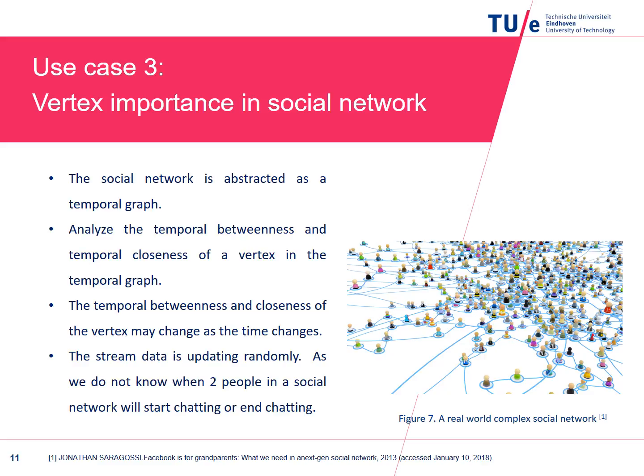Actually, we can also analyze it in a streaming manner, because if we consider all the historical data, all the people are somehow connected with each other. The result cannot reflect the importance of a vertex at a specific time. If one person in the social network is very active in the beginning but keeps silent later, the analytics based on all historical data will not be able to figure it out.